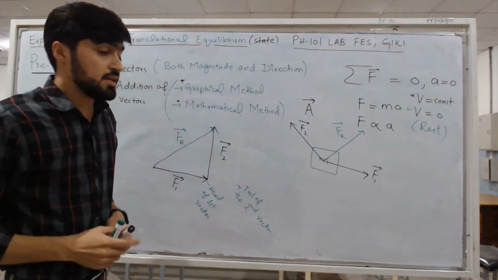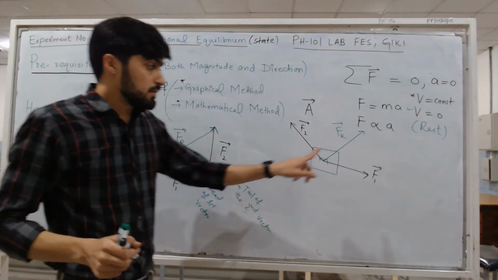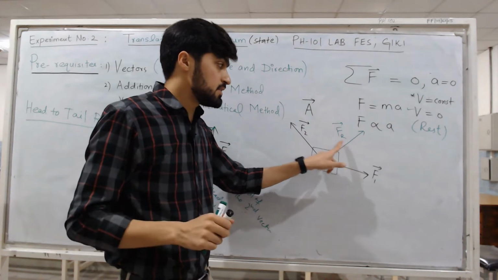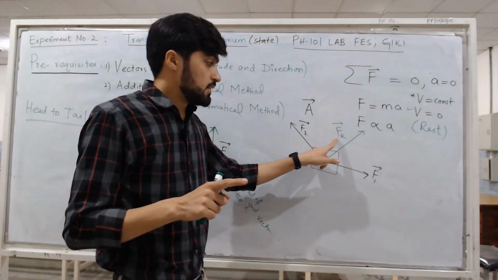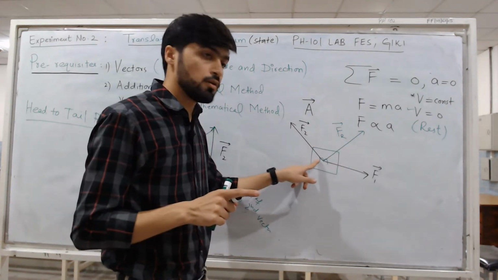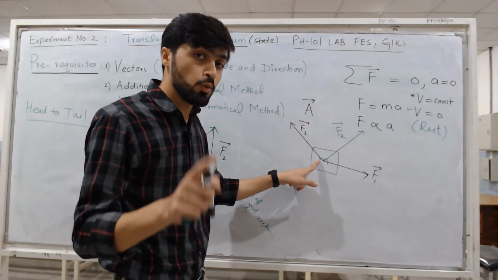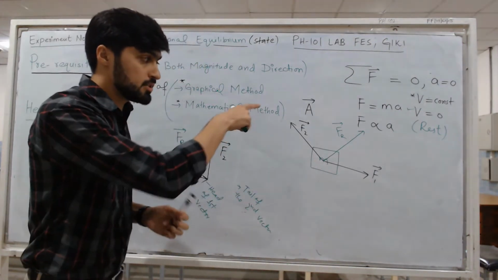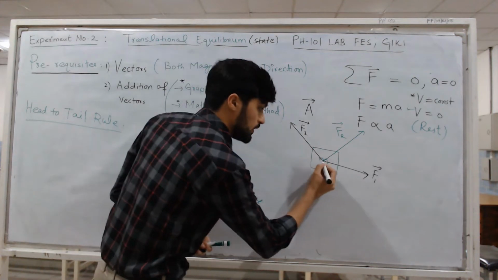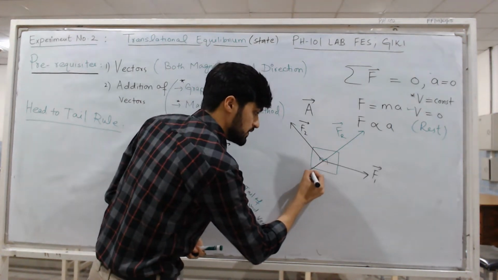Now if there is another vector that balances the resultant vector, then the vector sum of all the forces acting on the body will be equal to 0. So how to balance this Fr? I draw an equal and opposite force in this direction.